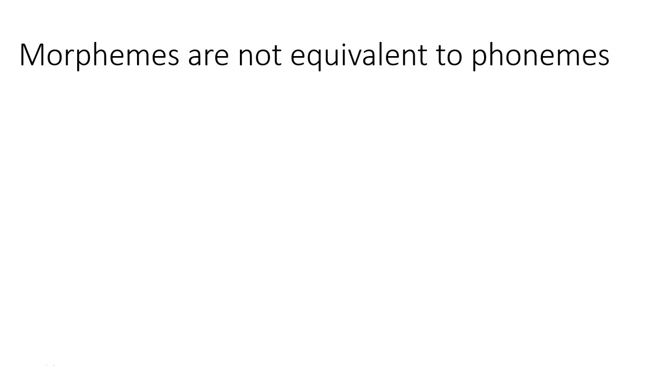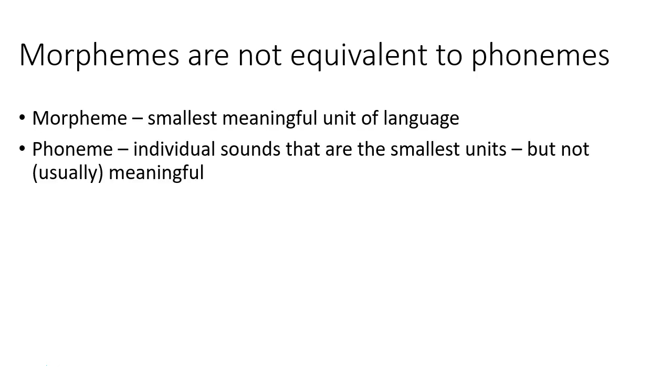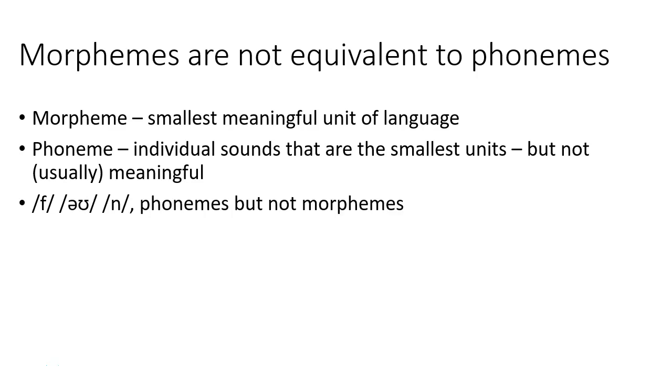Morphemes then are not equivalent to phonemes. The morpheme is the smallest meaningful unit of language, so this is related to meaning. Phonemes are individual sounds that are the smallest units, but they are not usually meaningful. So if we think about f, o, and n, they're phonemes, but they're not morphemes. Not until we say phone do we have a morpheme, because phone in linguistics means a sound, and in everyday life means the thing that we might ring people up on.